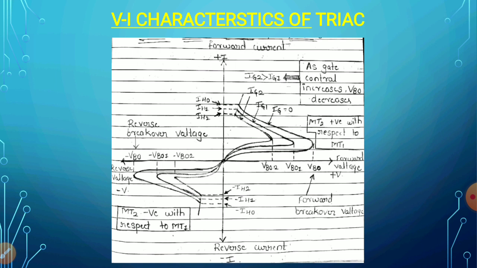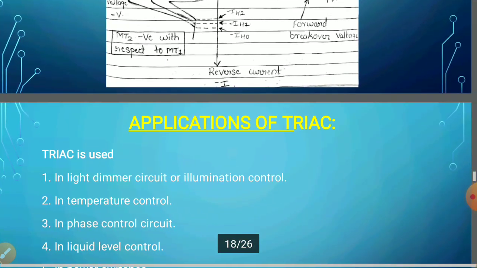And here I have denoted certain values IH0, IH1 and IH2. Those are nothing but, as I said previously, the holding currents. That is the minimum current value that is required to keep the TRIAC in the conduction state. I call that the holding current. If the current value reduces below that value, then the TRIAC again comes to the off state. Okay, so this is the VI characteristics of TRIAC. I hope you have understood.